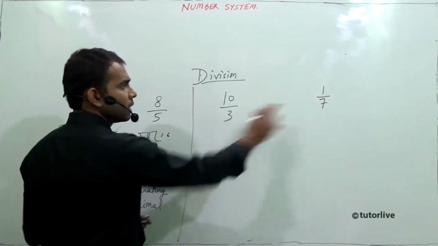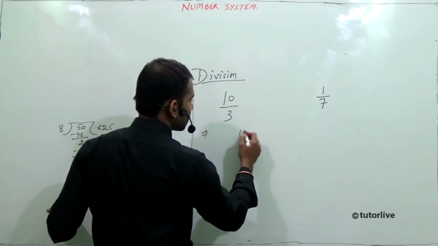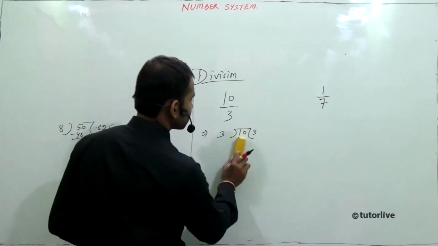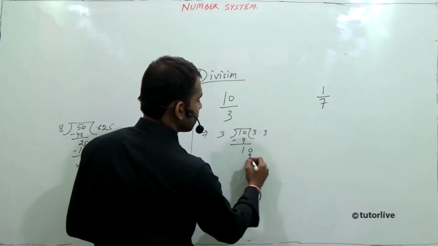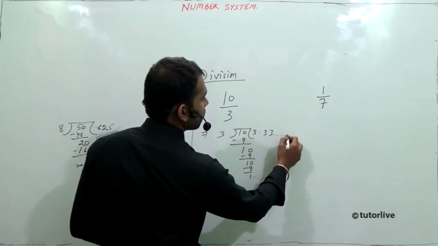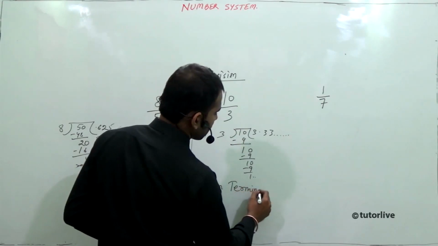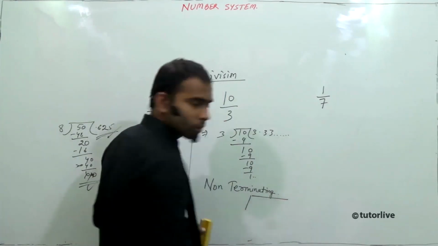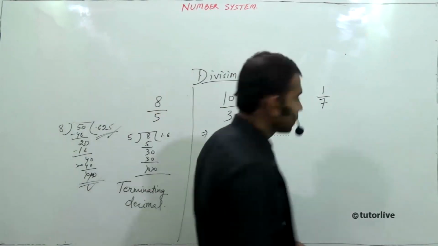Coming to these two kinds of decimals, 10 upon 3. Now 10 upon 3, 3 times 3 is 9, 10 minus 9 is 1, decimal 0, 3 times 3 is 9, and this will move on. These are called non-terminating, right? Now non-terminating is of two types again. After I divide this, I'll tell you about this one.